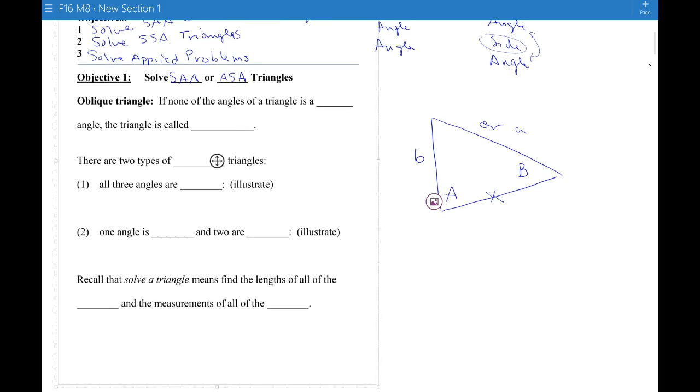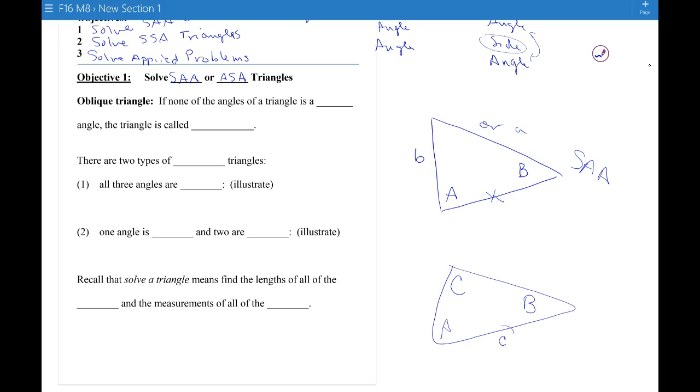So this one's SAA. Angle side angle is if you know 2 angles and you know the side in between them. So you know 2 angles and the side in between them, then that is called an ASA triangle. So they're solved in the same way, so they're included in one objective.